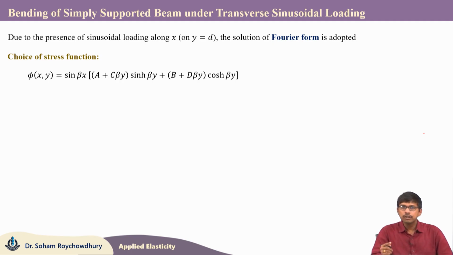If you try to recall last week's lecture, where the general Fourier solution phi xy was written, it had 5 sets of terms. One is the alpha 0 beta 0 term, which is a polynomial. Then that was followed by one term with sine beta x, one with cosine beta x, one with sine hyperbolic beta y, and another with cosine hyperbolic beta y.